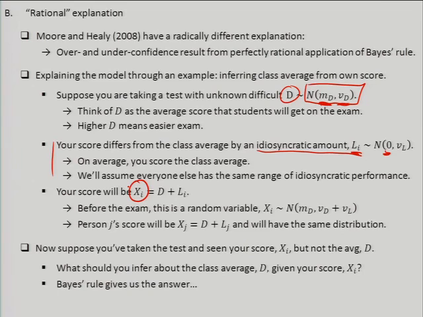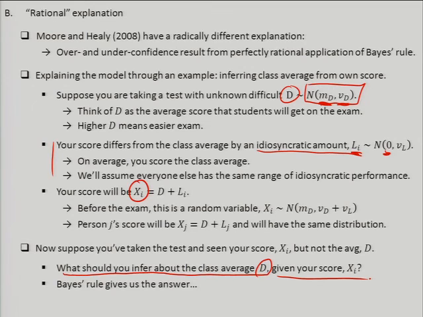This here is what's called the person's prior. That's their prior belief about the most likely difficulty level of the exam before they take it. This thing here is the signal that they receive, which is their own score. And the thing we want to infer is their posterior belief about how hard the exam was on average for everyone else in the class. That is to say, what should you infer about the class average D given your score xi? So you know this thing, you know that thing, you don't know this thing, and you want to guess what it is based on the two pieces of information you have.